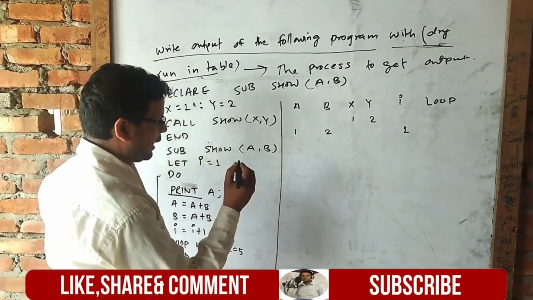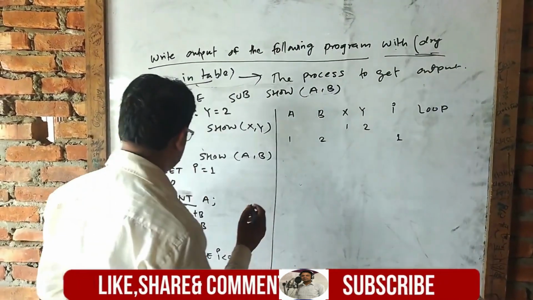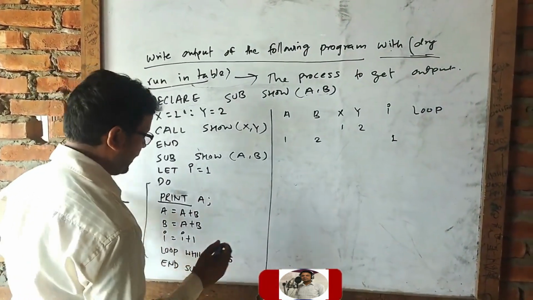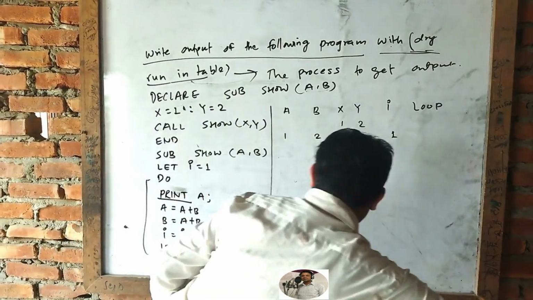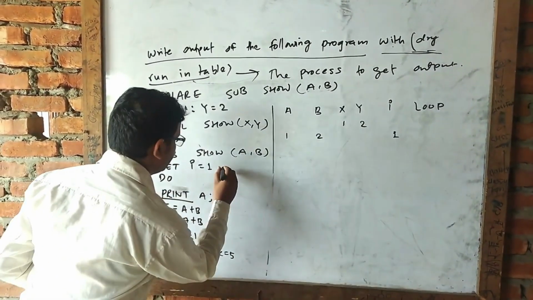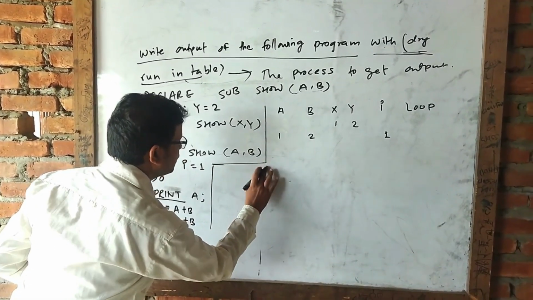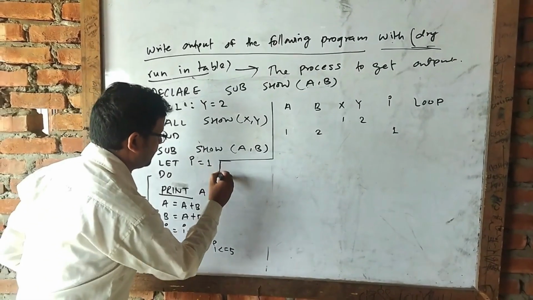So you can write output in another place, not in the table. You cannot write output in the table. So I am writing the output here. Okay, you can just note it. The board is small, so I am writing here. You can write it clearly in your copy.